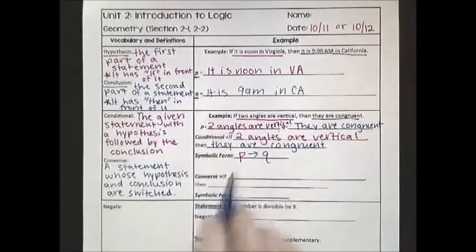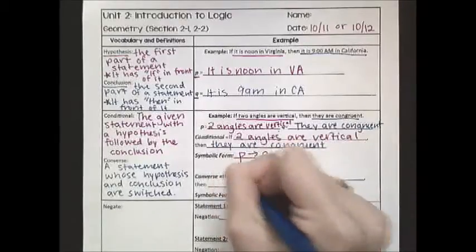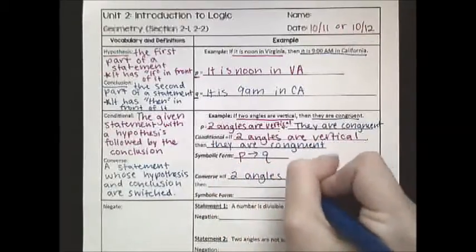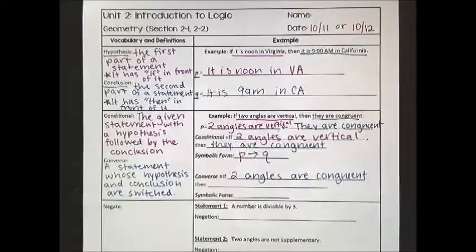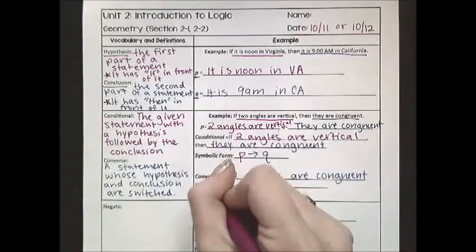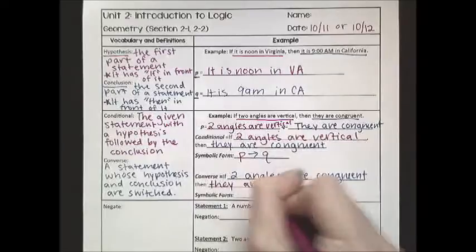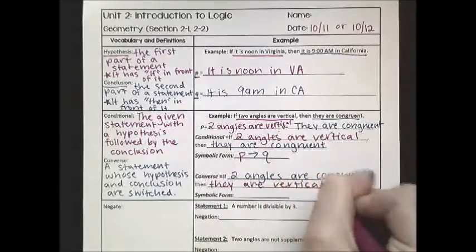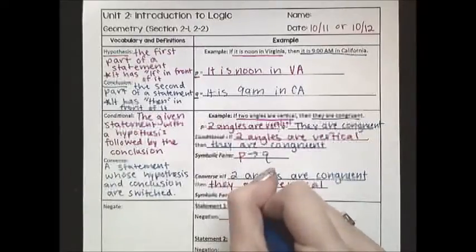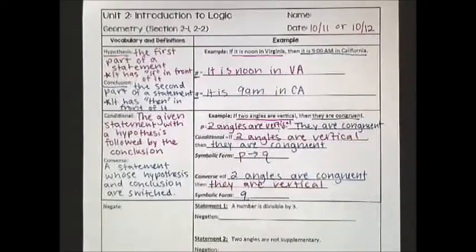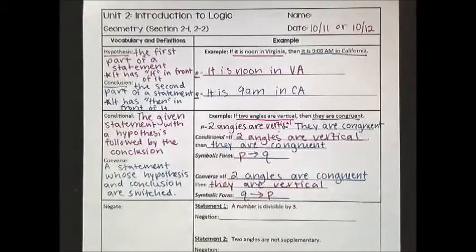So if I write my conclusion first, two angles are congruent, then I write my hypothesis. They are vertical. So our symbolic form for a converse is Q, since our conclusion comes first, and then P, and you guessed it again, an arrow goes through the middle. So the arrow is just indicating that the statement is Q, then P.